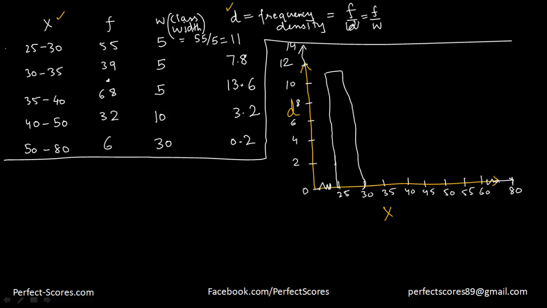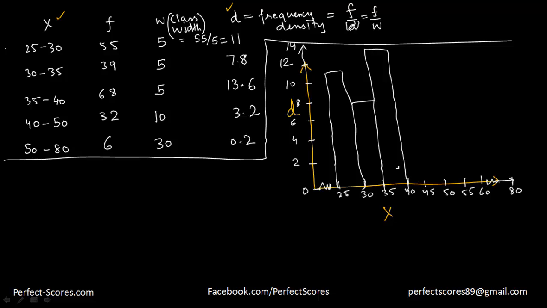And then we have 30 to 35 as 7.8. So 7.8 is actually going to be like this. So this is how we create the histogram. So 35 to 40 we have 13.6, which actually looks like this. That's what we did.